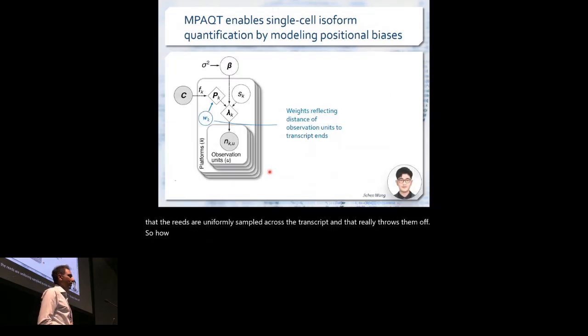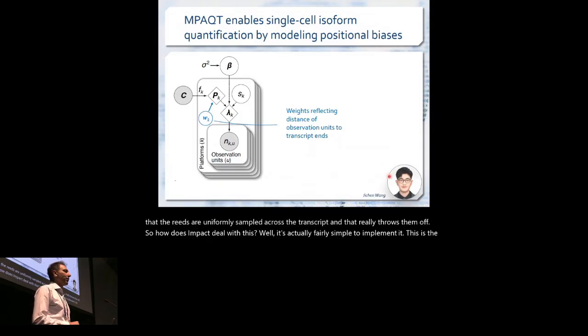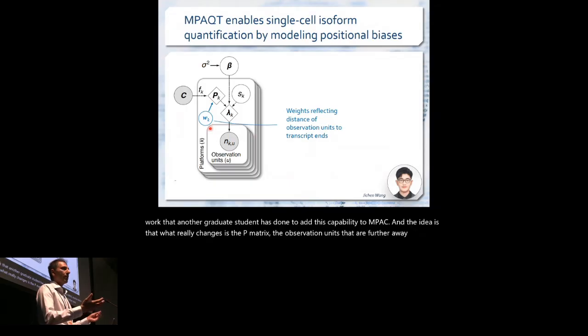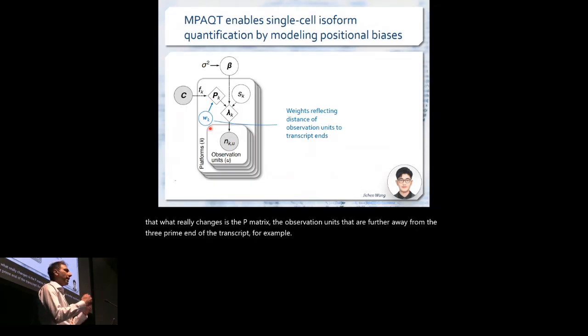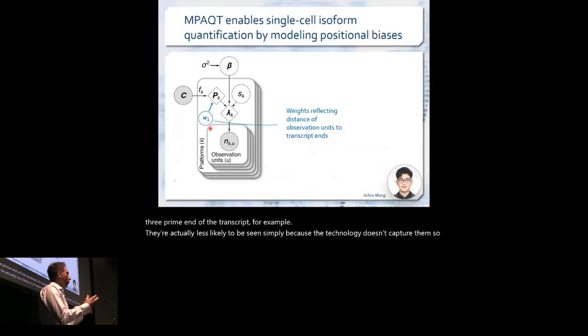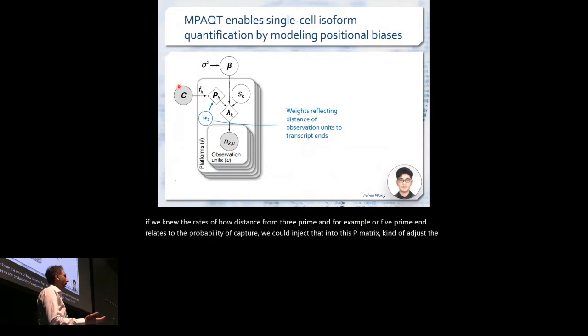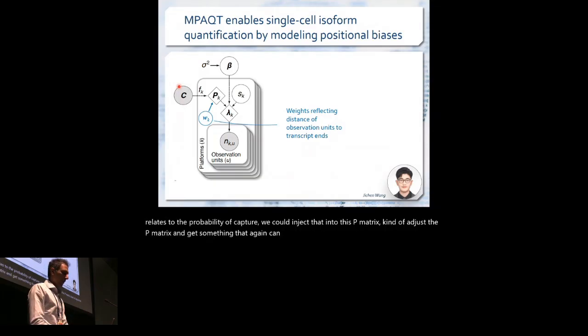So how does MPACT deal with this? It's actually fairly simple to implement. This is the work that Jichen, another graduate student, has done to add this capability to MPACT. The idea is that what really changes is the P matrix. The observation units that are farther away from the 3' end of a transcript are less likely to be seen simply because the technology doesn't capture them. So if we knew the weights of how distance from the 3' end, or 5' end, relates to the probability of capture, we could inject that into this P matrix, adjust it, and get something that again can be used for quantification.